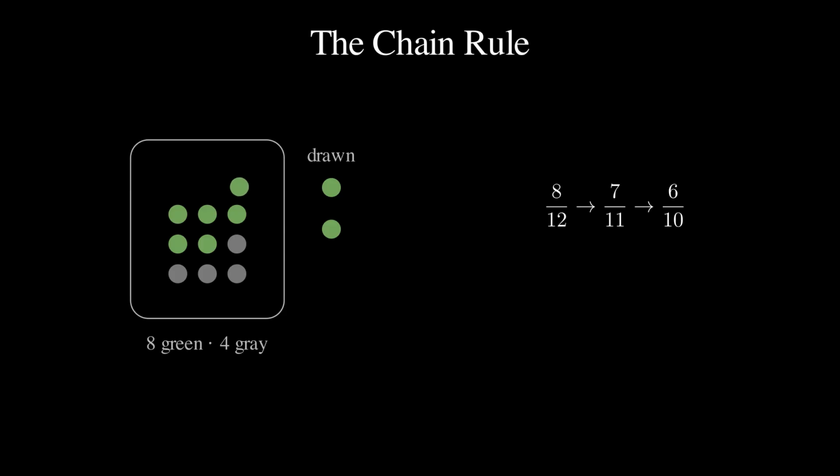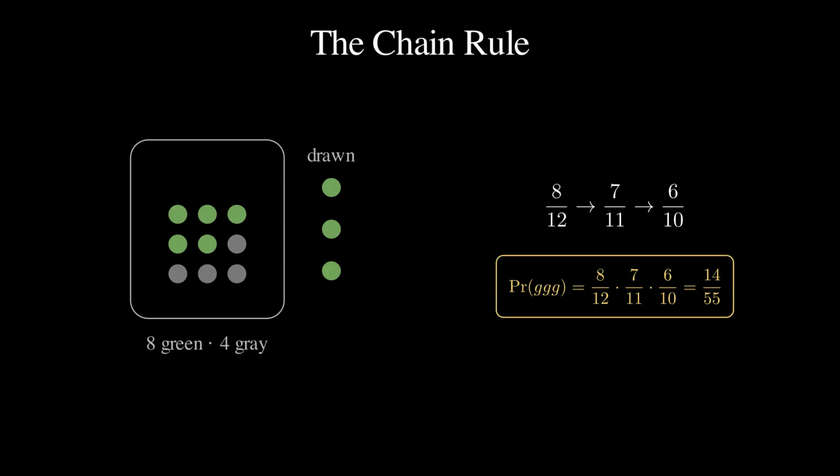An urn holds 8 green balls and 4 gray ones, 12 in all. We draw 3 and ask, what is the probability all 3 are green? The first draw is green with probability 8 over 12. Given that, 11 balls remain, 7 green, so the second is green with probability 7 over 11. With 2 greens gone, 6 of the 10 left are green, 6 over 10. Multiply along the chain. 8/12 times 7/11 times 6/10 is 14 over 55.